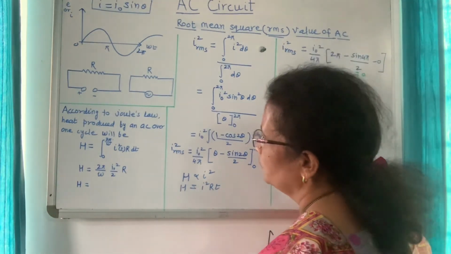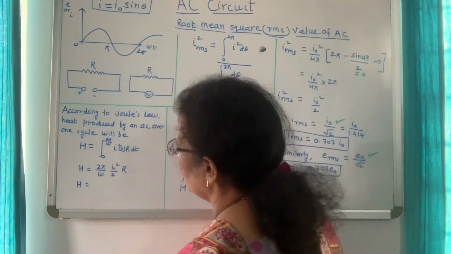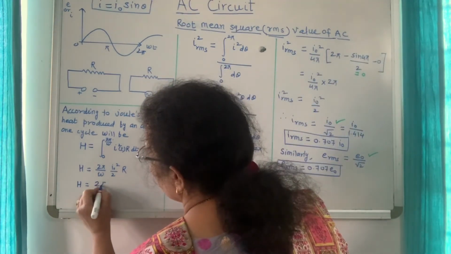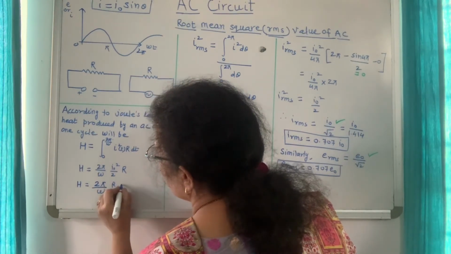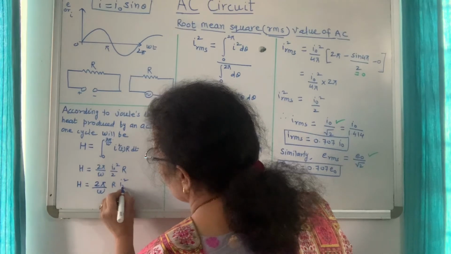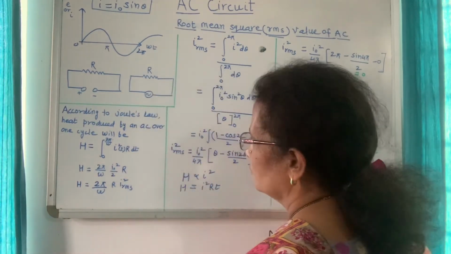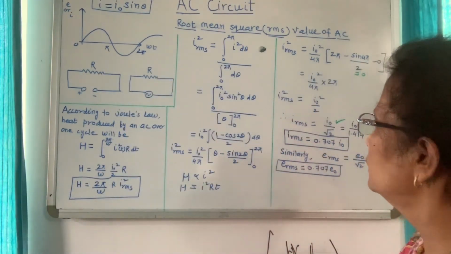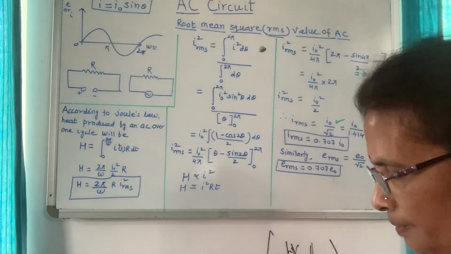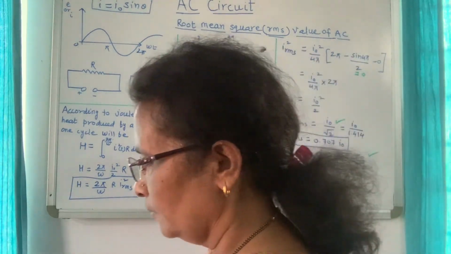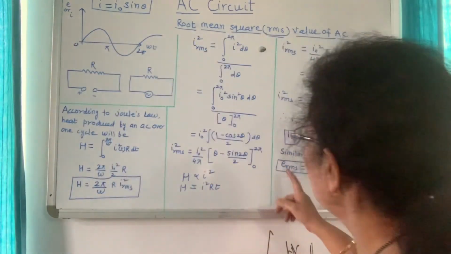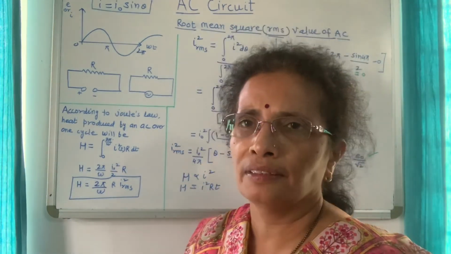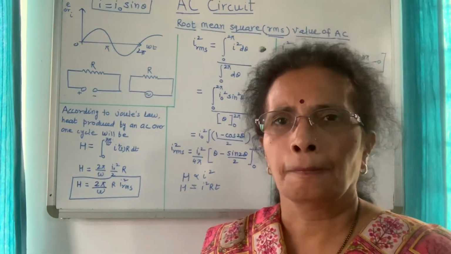So what will you write here? I0 square upon 2 is I RMS square. So this will be 2 pi by omega into R into I RMS square. This is the final expression for the heat produced. How much heat is produced in one cycle? What is the RMS value? What is the relation between RMS value and the peak value, RMS current and the peak current, RMS voltage and the peak voltage? Okay, understood? Thank you.